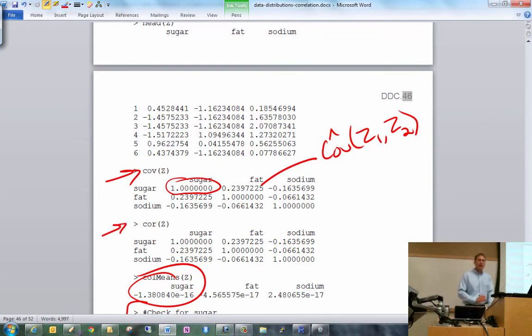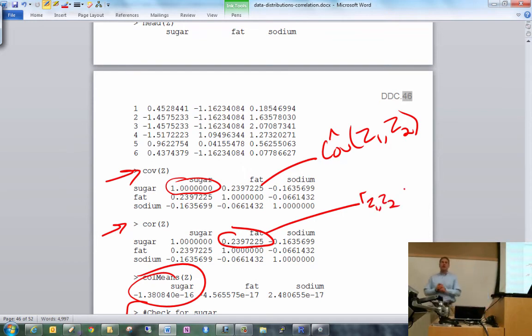Let's look at the correlation matrix using the cor function that we looked at last time. So if I call this, let's say, R sub Z1 and Z2, look at that, they're exactly the same. Why does that happen? Remember how you find a correlation. You take a covariance divided by the square root of the 2 variances. Well, if your variance is 1 for each of the variables, guess what? The correlation is equal to the covariance. So that's why that happens.